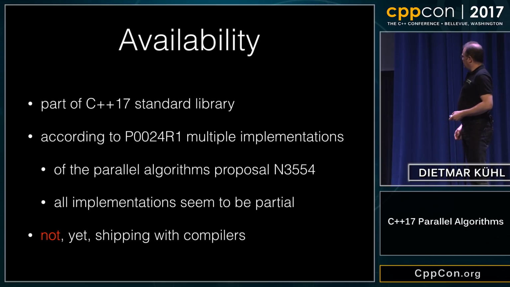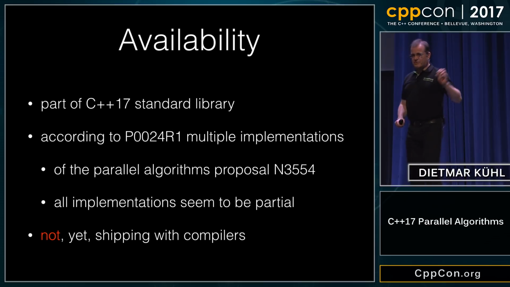According to P0024R1, this is a paper which proposed adoption of the parallel algorithms from the Parallel TS, there are multiple implementations of all of these algorithms. I checked all the implementations which were listed. At the point where I first checked, all of them were partial. None of them actually implemented any of the interesting unsequenced stuff. As far as I know, there's still nobody who implements it, because the only way I can imagine how these are implemented actually does require compiler support, and I haven't seen any compiler getting around to implementing it.